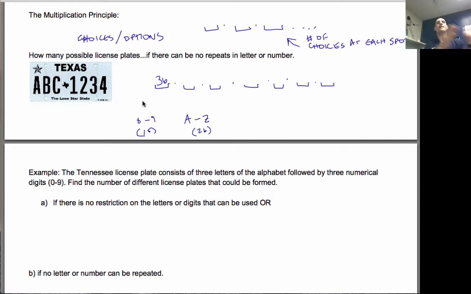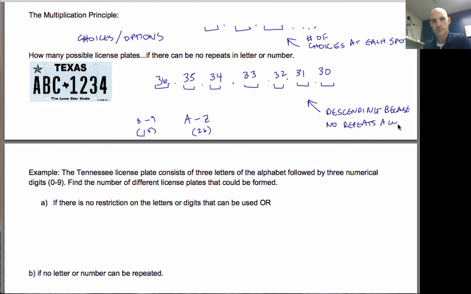Well, when I move to my next spot, if I can't have repeats, what does that mean? Well, then I'd only have 35 because no repeats. Well, then I'd have 34, then 33, then 32, then 31, and then 30. So I'd multiply all those together. It's descending because no repeats allowed. There's no repeats allowed, so my number of options decreases as I step down the line.